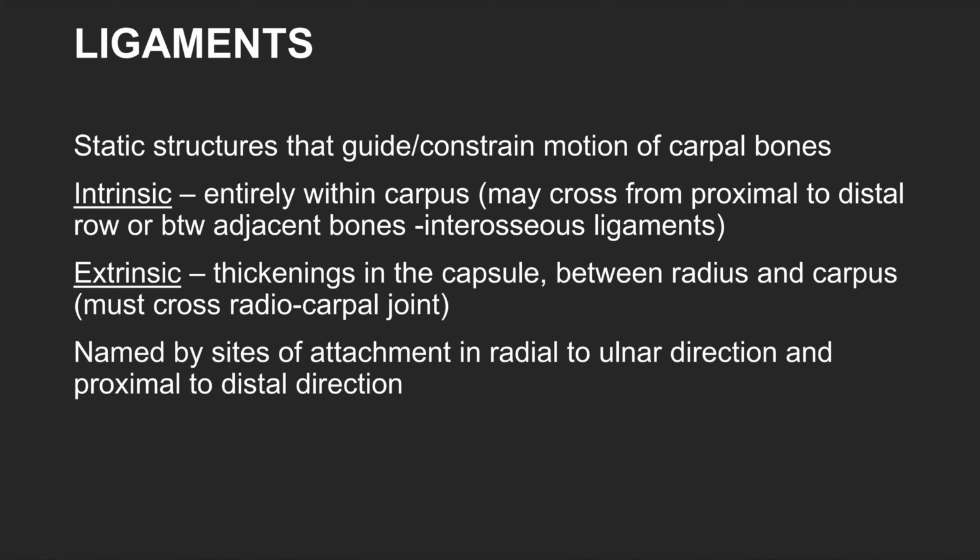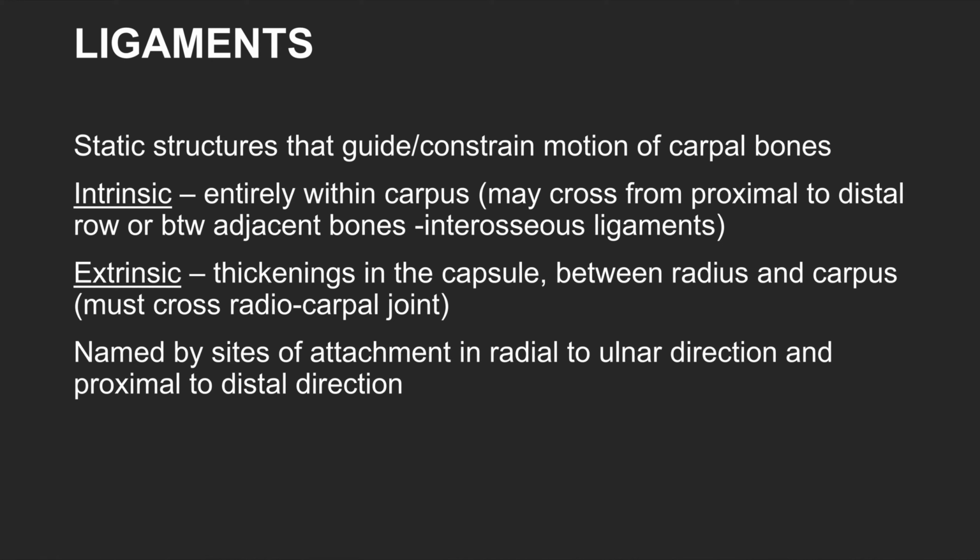When we're talking about ligaments, these are static structures that guide or constrain the motion of the carpal bones, and they can be looked at as either intrinsic ligaments or extrinsic ligaments. Intrinsic ligaments are entirely within the carpus. They may cross from proximal to distal or between adjacent bones, such as an interosseous ligament. Extrinsic ligaments are really thickenings of the capsule, and they run between the radius and the carpus. So they generally will cross the radiocarpal joint.